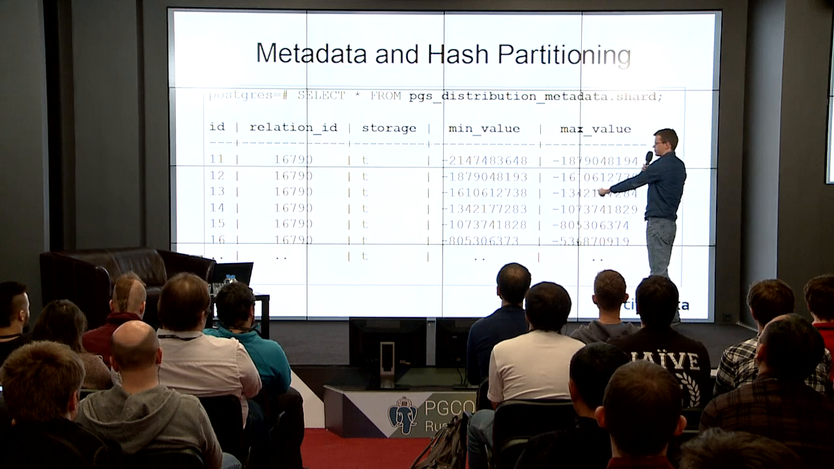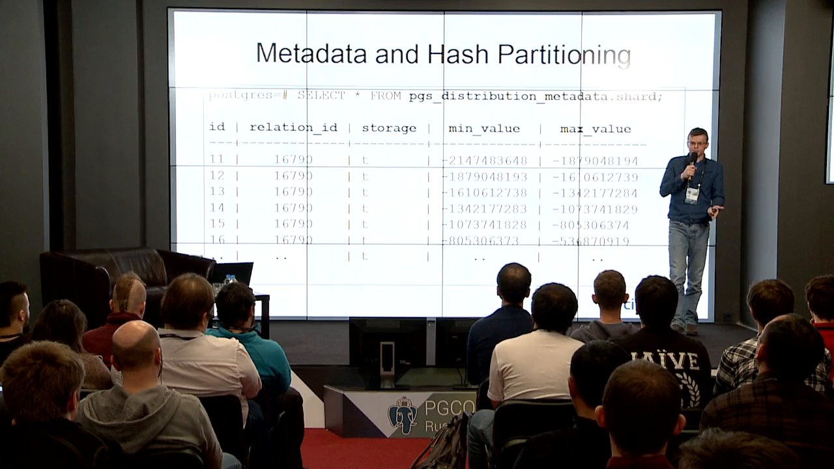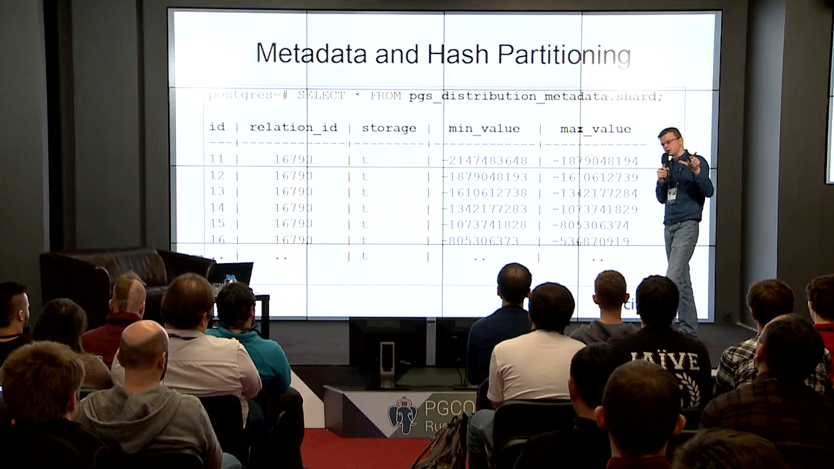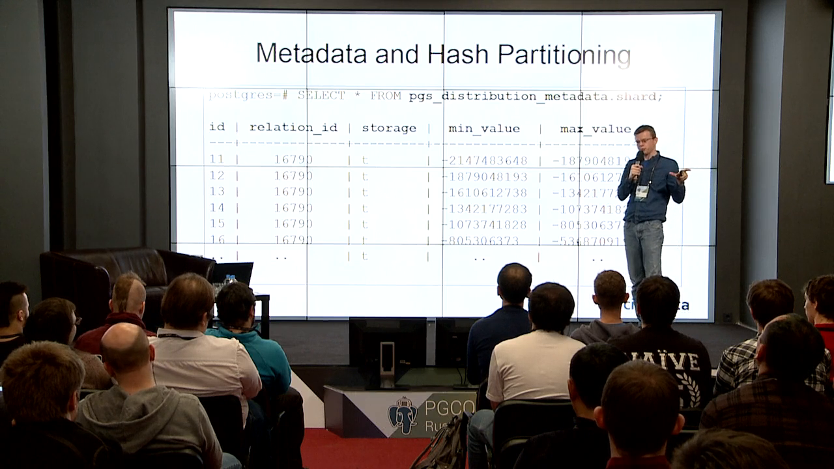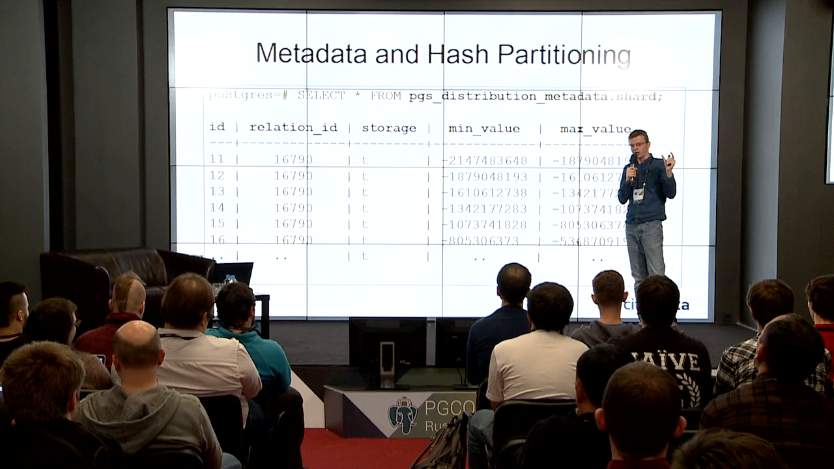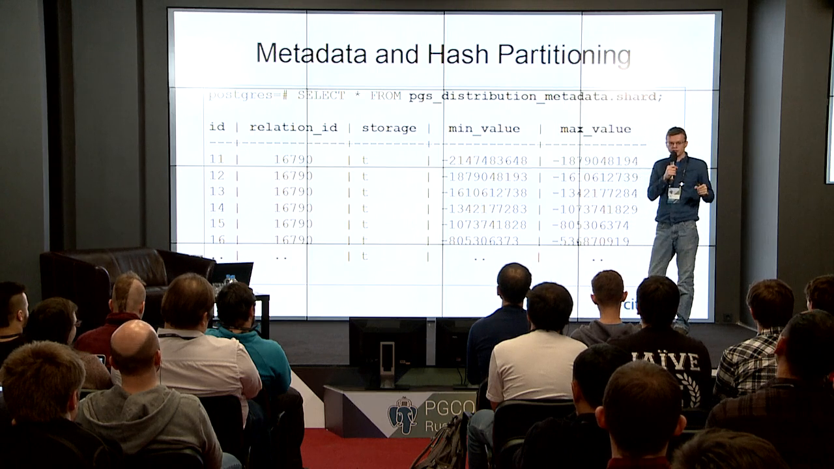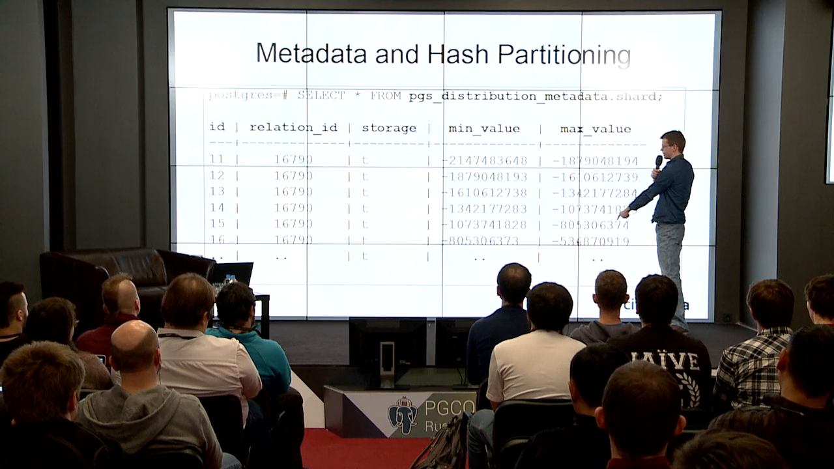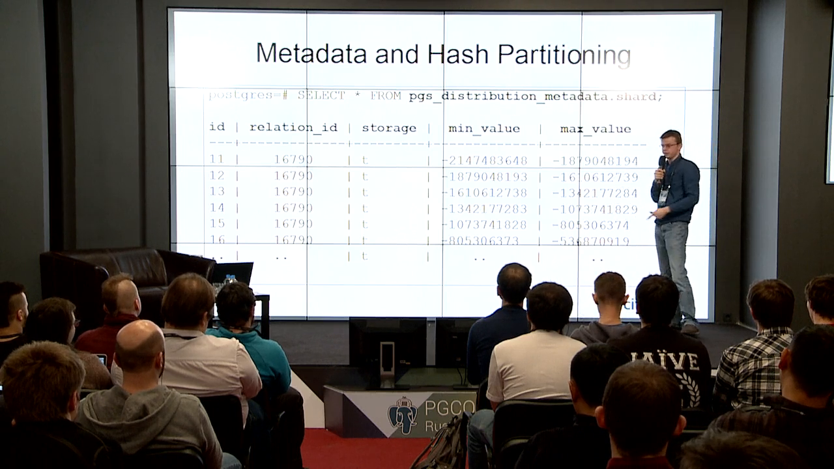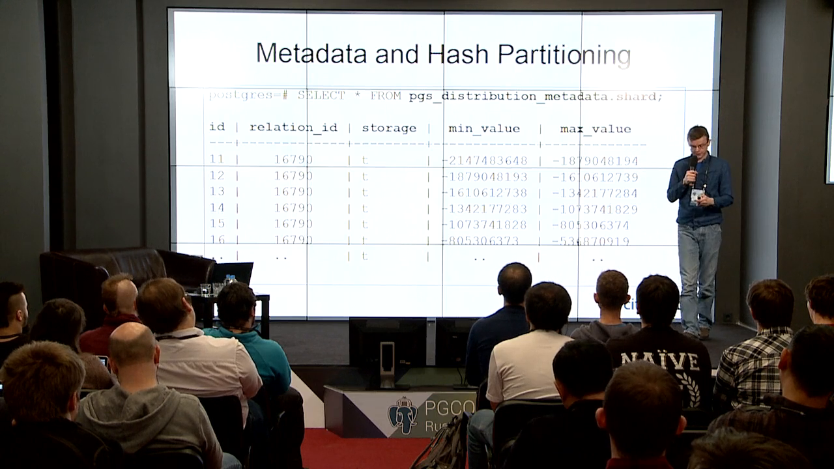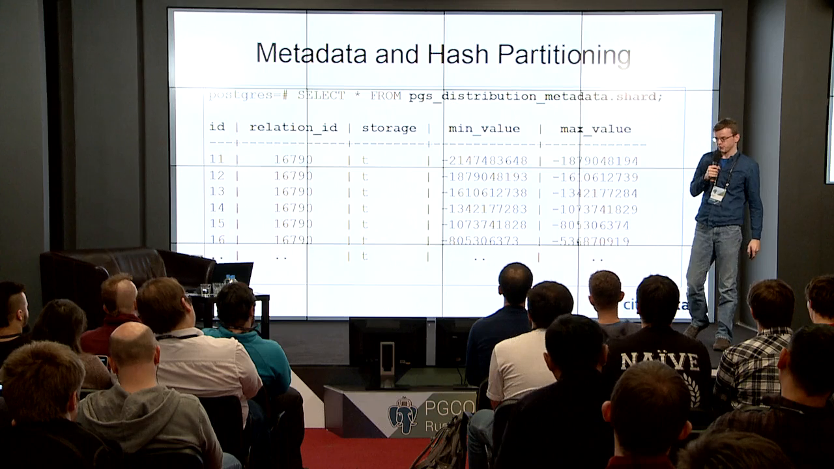These are kind of strange values, but pg_shard uses hash partitioning. So when we insert a row into a pg_shard table, we look at the value of the partition column, take a hash, that gives us some arbitrary integer, and then we look at which shard the hash value falls into. Where does it lie between min value and max value? And that's how pg_shard implements hash partitioning.